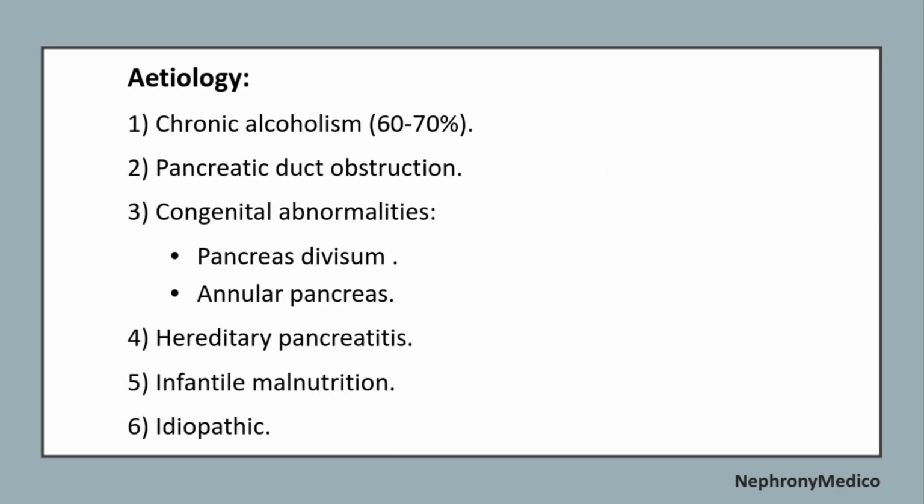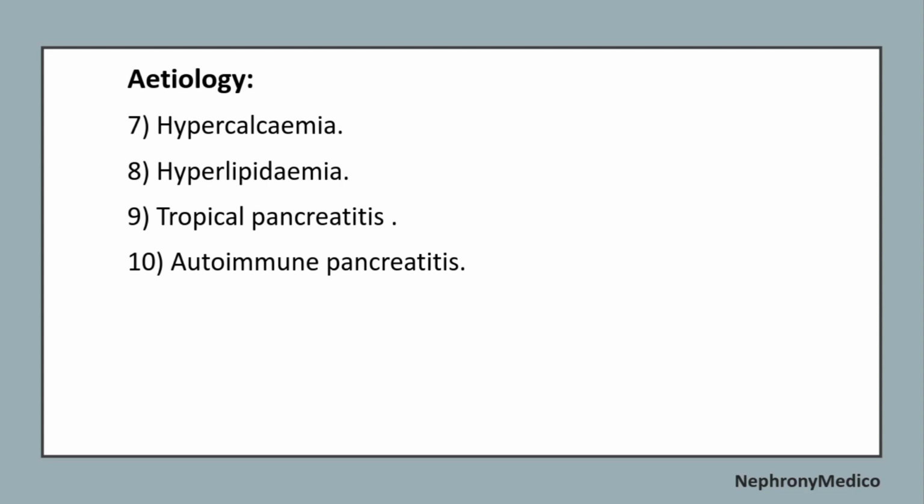Now, causes. Chronic alcoholism is the main cause, and pancreatic duct obstruction, congenital abnormalities like pancreas divisum, annular pancreas, hereditary pancreatitis, infantile malnutrition, and idiopathic causes may be responsible. Hypercalcemia, hyperlipidemia, tropical pancreatitis, and autoimmune pancreatitis are other causes.